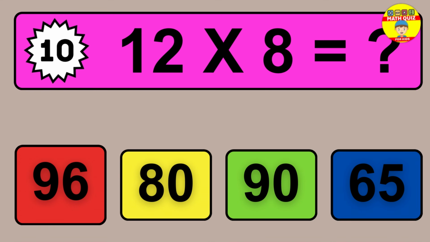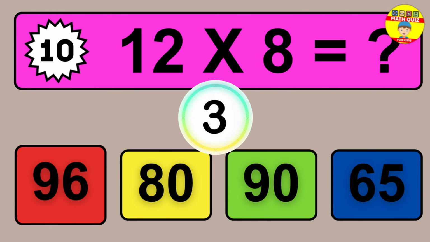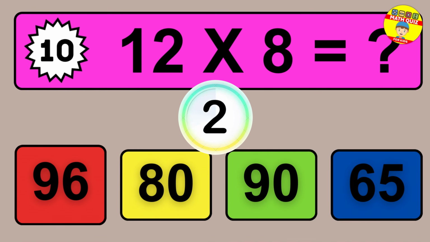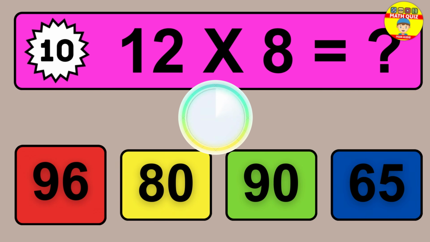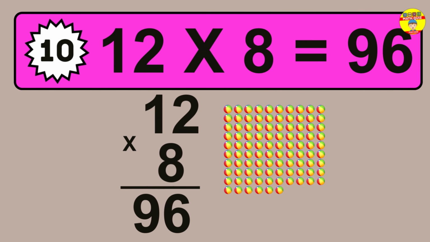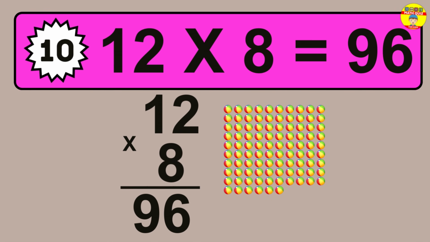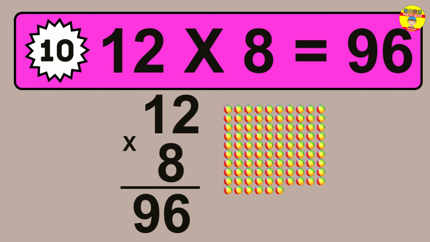Question 10. 12 times 8 equals what? So the answer is 12 times 8 is 96. To calculate, we have 12 groups with 8 balls each one. So how many balls do we have? 96 balls.